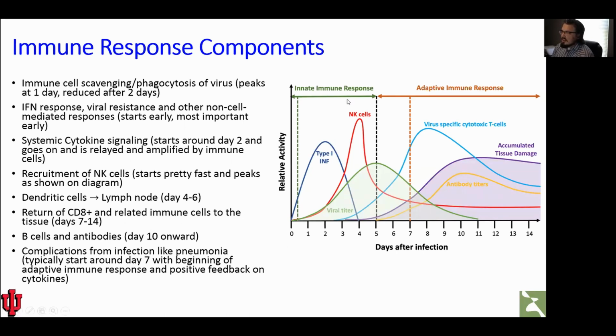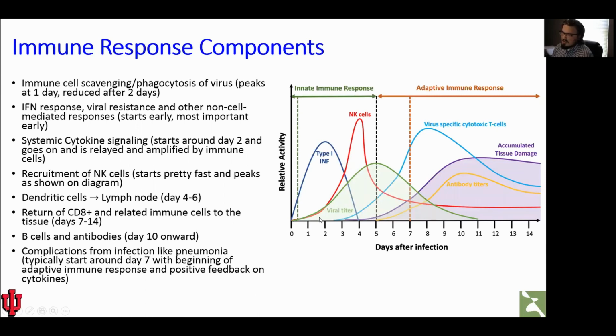Now, there's an early innate immune response where immune cell scavenging and phagocytosis of virus begins almost immediately after infection, in the first couple of days. There's then interferon signaling that induces viral resistance by infected cells. Systemic cytokine signaling then starts usually around 2 days. This gets relayed and amplified by immune cells to kick in the mechanisms to start the adaptive immune response.